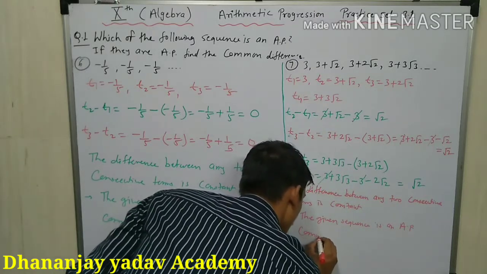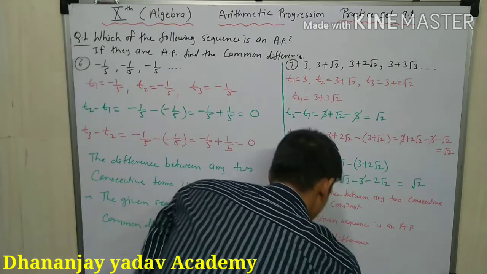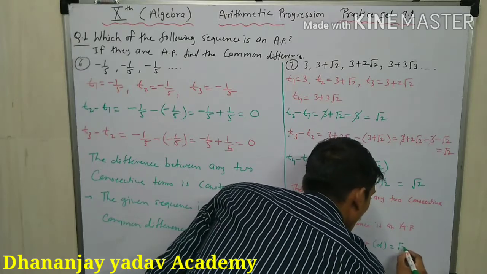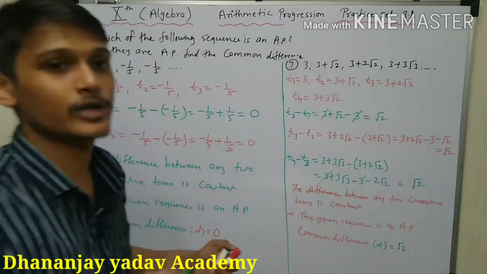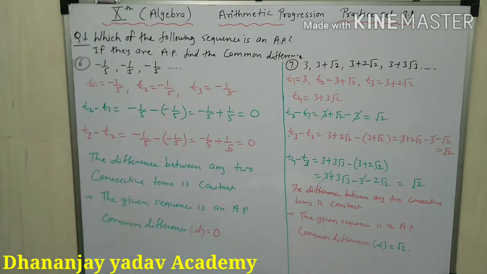Now the common difference D is equal to what? Root 2. Understood? And question number 8 you can solve. Understood?